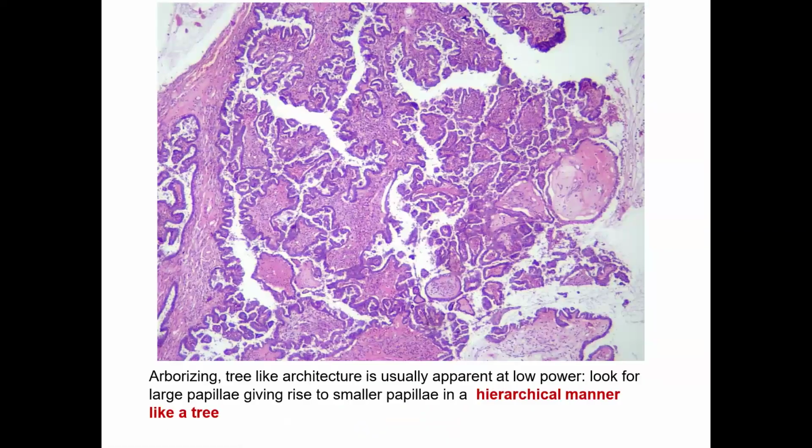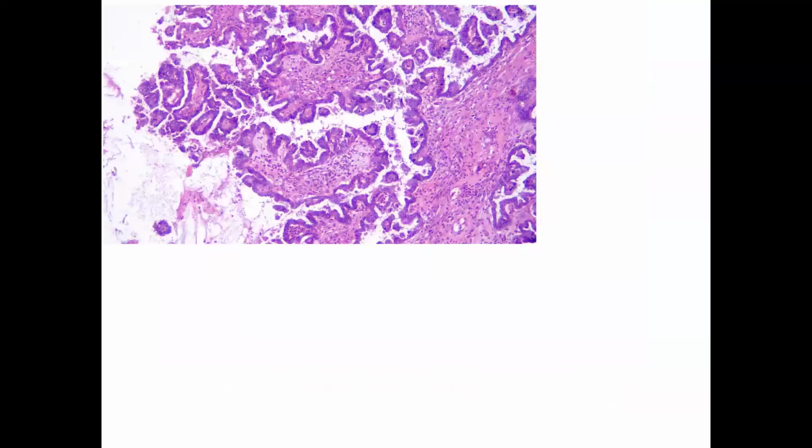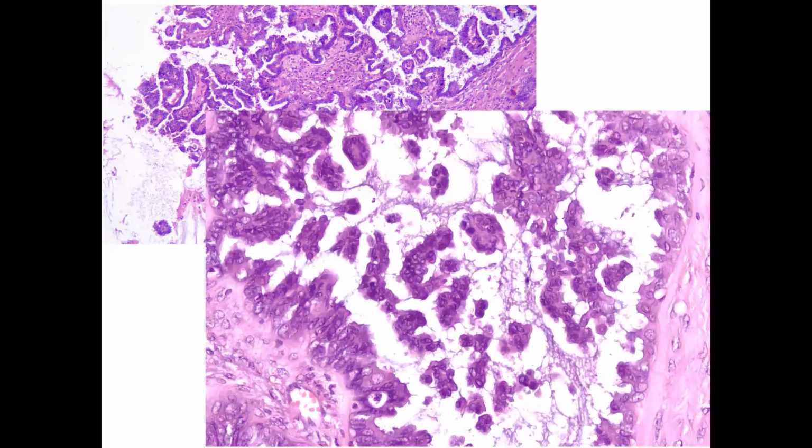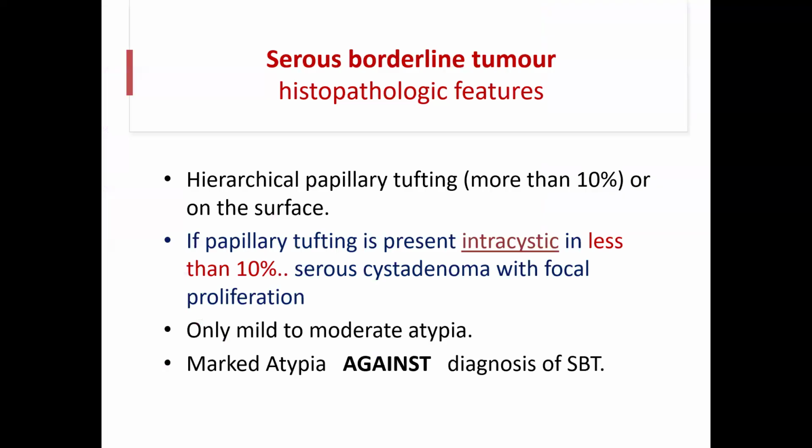Under the microscope, it looks at these papillary structures, papillae with hierarchical branching, so larger papillae giving way to smaller papillae, in a tree-like pattern. Here are the papillae of a borderline tumor, and the degree of atypia is mild to moderate. No marked atypia is allowed in serous borderline tumor.